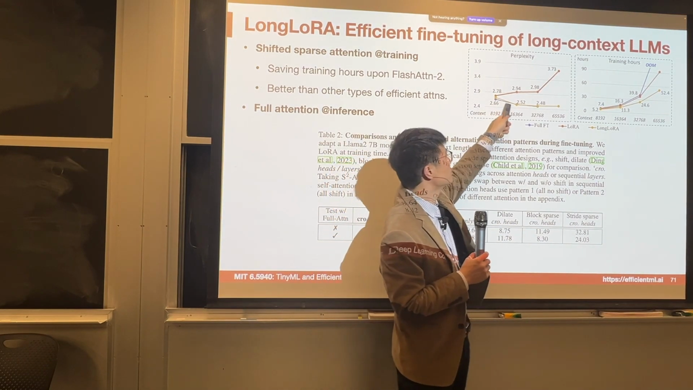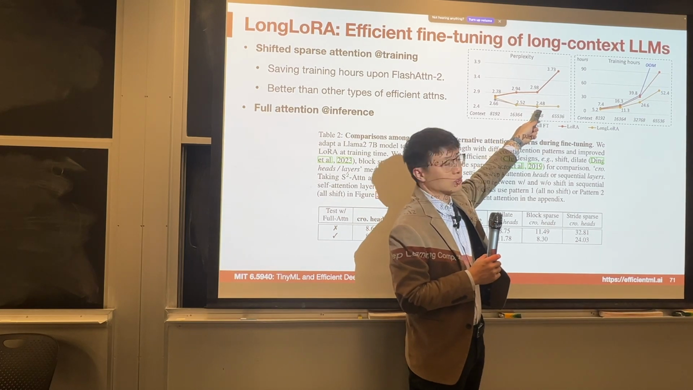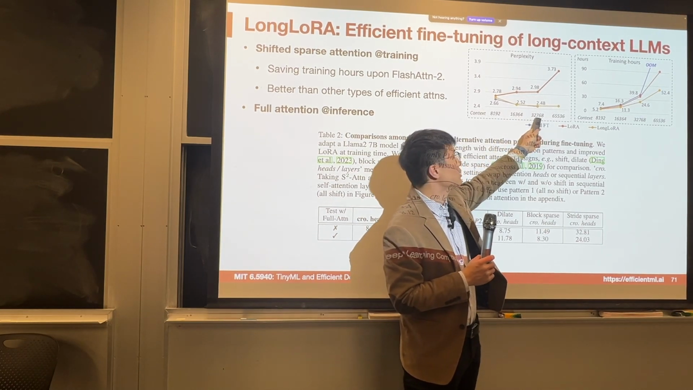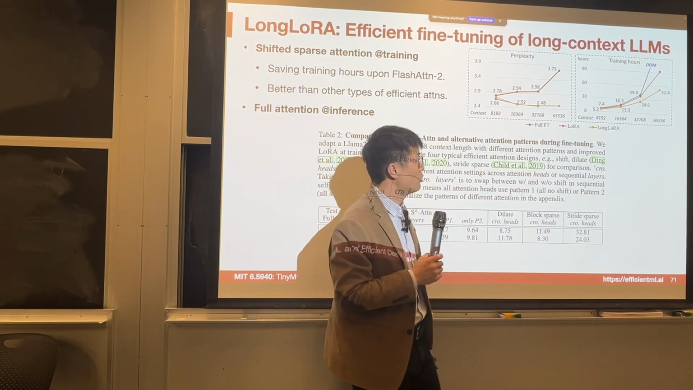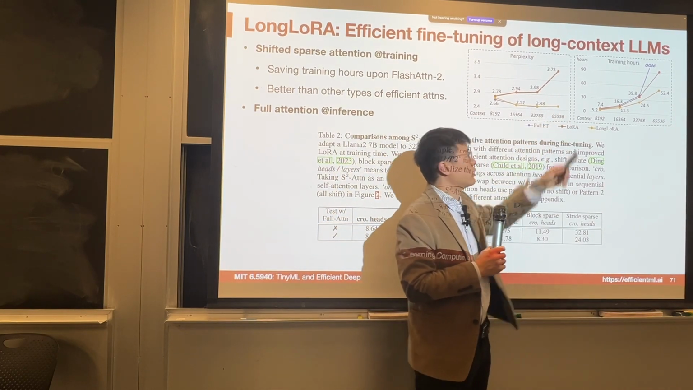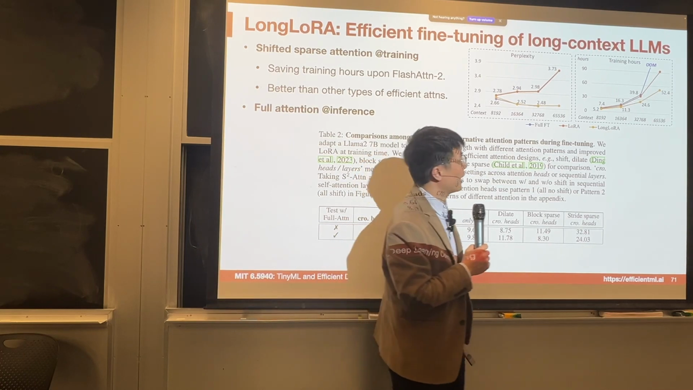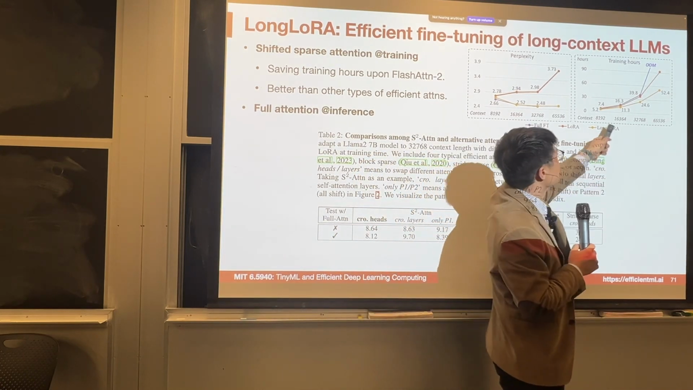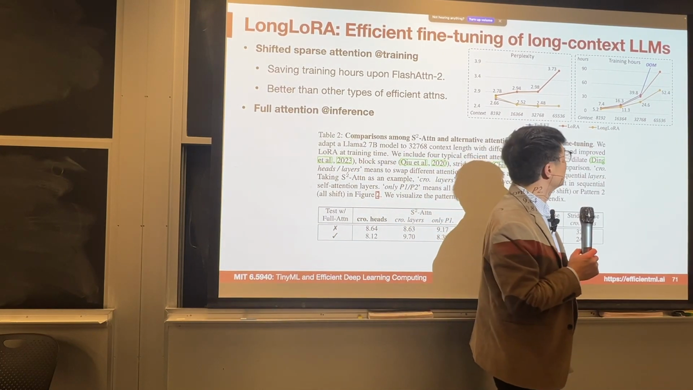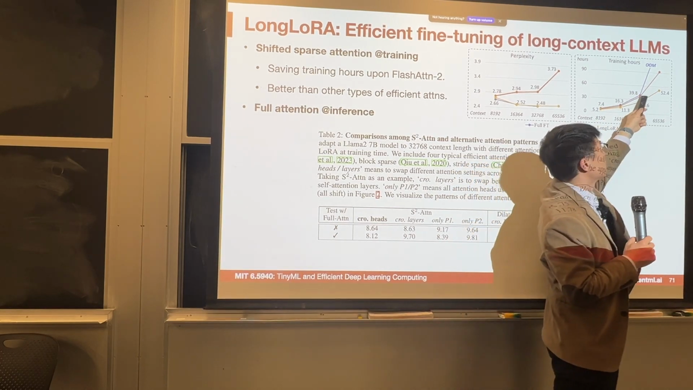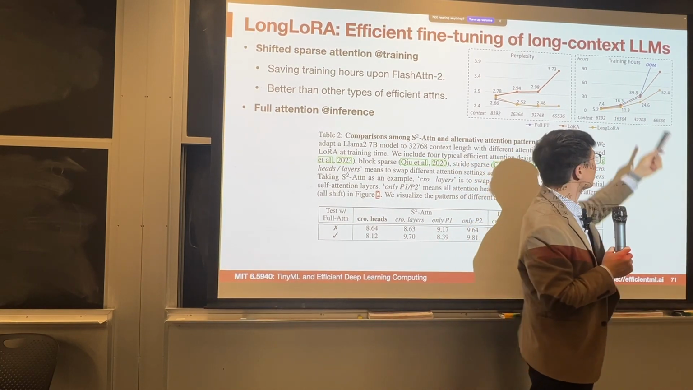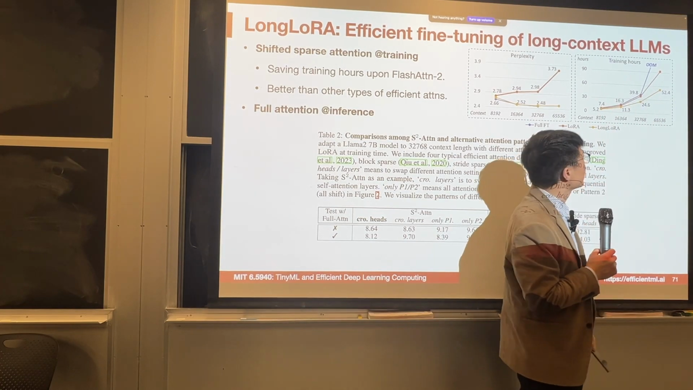And we can pretty much match the full fine-tune, although full fine-tune can only go up to 32K, and then we don't have enough GPU memory to host it. But with LongLoRA, we can push the frontier to 64K. In this case, it's showing the training hours. The blue one is fine-tuning the full model. We can stop here because after 32K, it's out of memory.